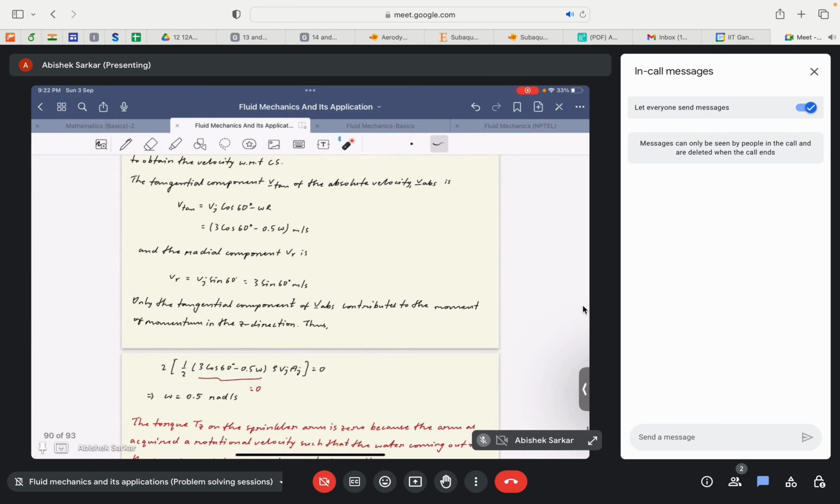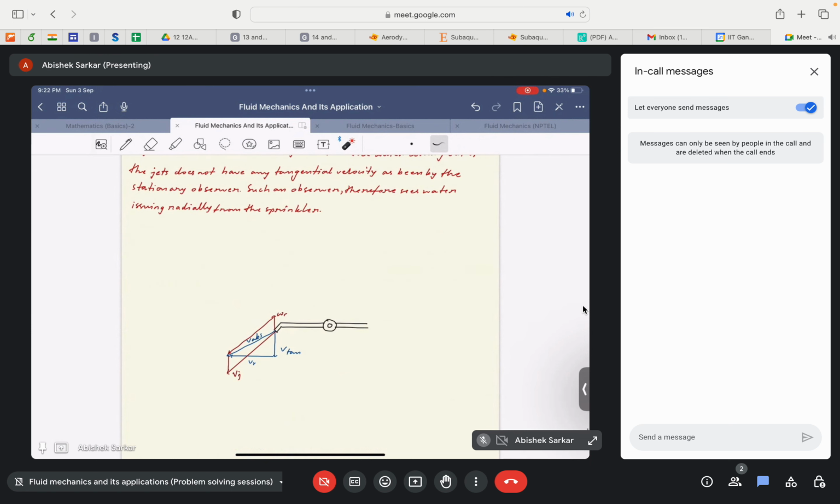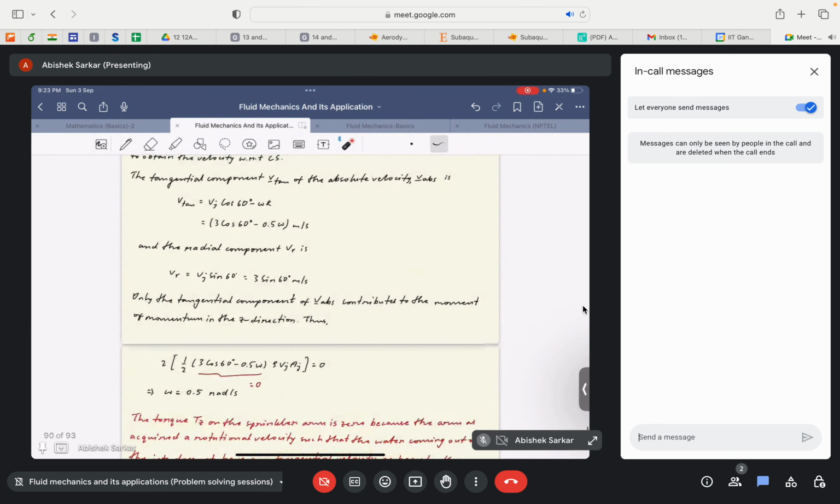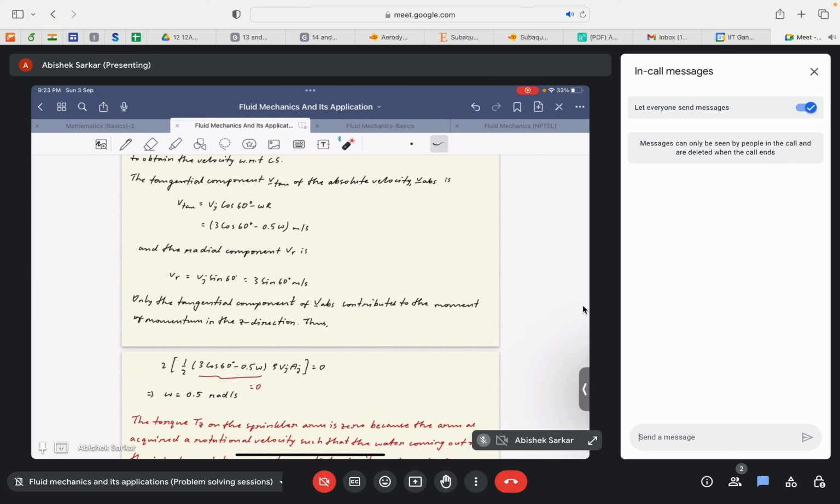This can be understood by this velocity triangle. Vj is the velocity with respect to which the jet comes out of the sprinkler, and omega r is the velocity with which this sprinkler rotates. So the net velocity would be the vector sum of these two velocity components. That would basically be the parallelogram law, right? This gives us the net resultant velocity because of the liquid jet Vj and the angular velocity of the sprinklers.